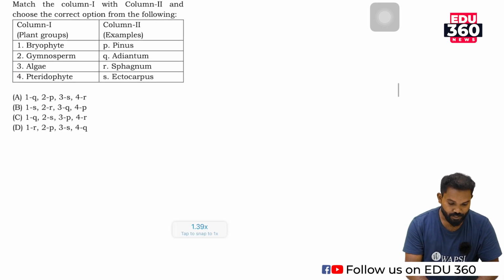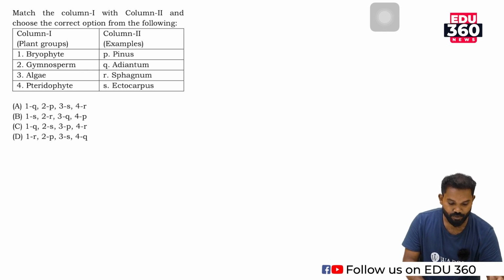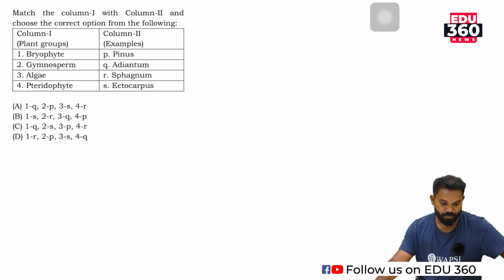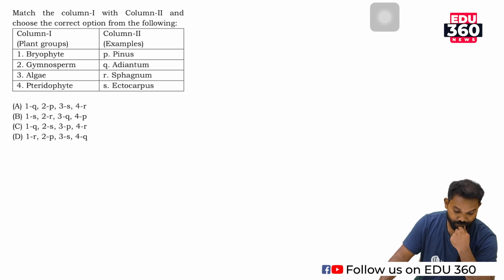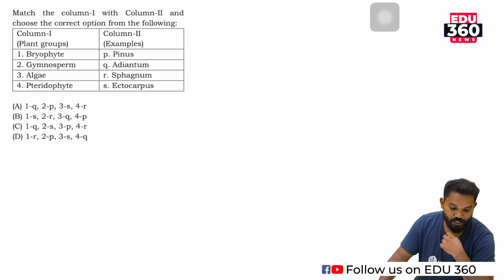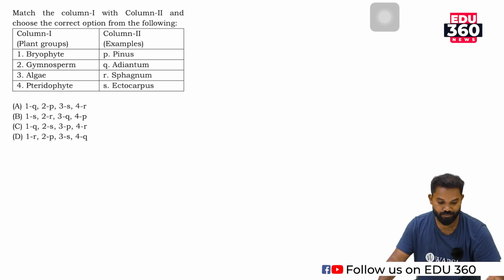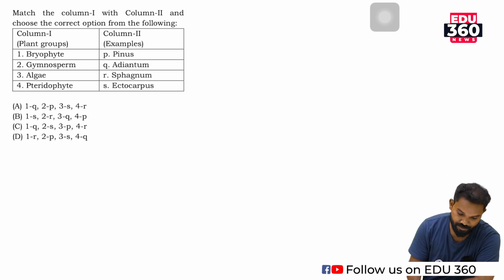It is a match the following. We saw some of these types of questions in previous exams, especially in plant kingdom, and plant growth and development. Match column 1 with column 2 and choose the correct option from the following. Bryophyte. According to NCERT, many examples are present.